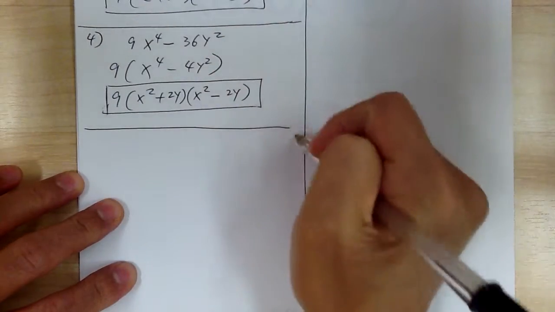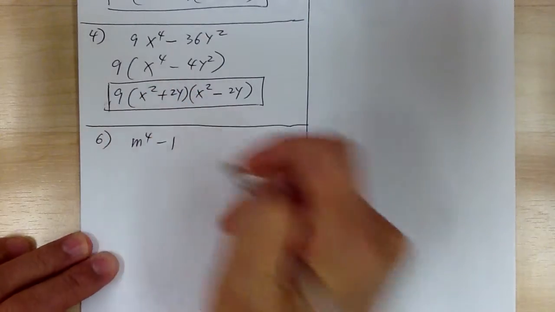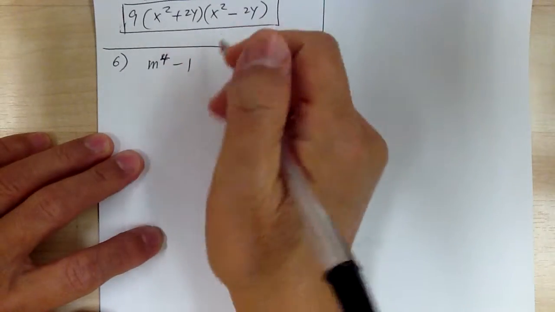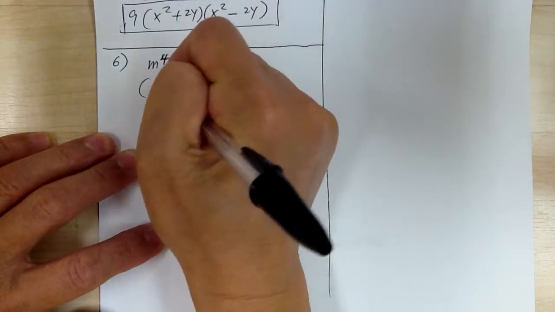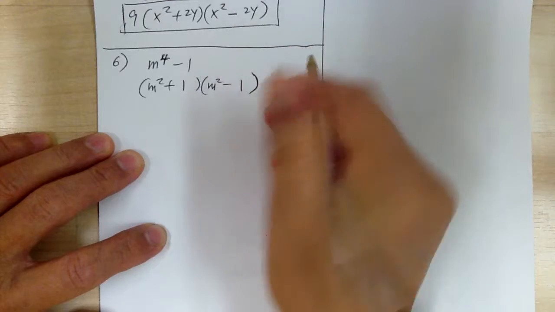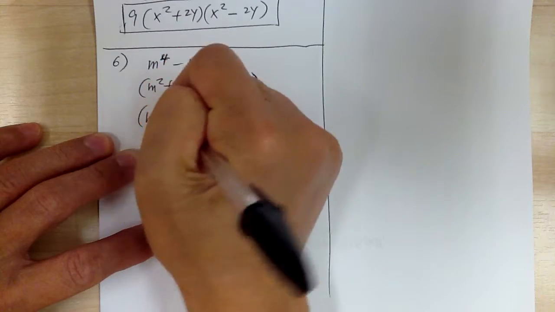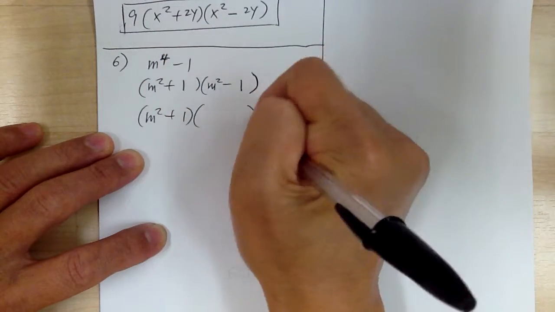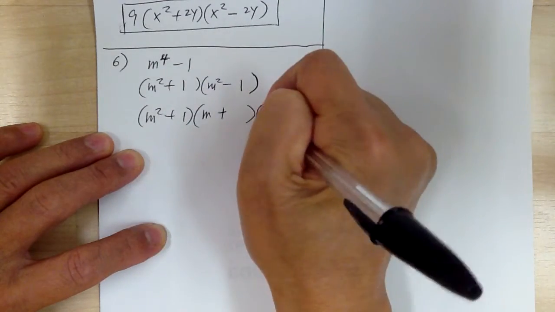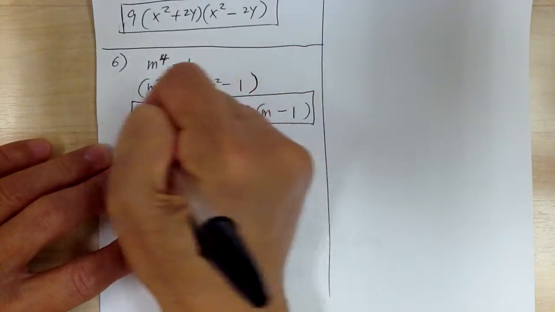Let's go to number 6. You have m to the 4 minus 1. So step 1, common factor, cannot. So you go to step 2, special factor. So again, this is the difference of square. So you get m squared plus 1, m squared minus 1. Now this is also the difference of square again. So you have to do this one more time. The sum cannot be factored. So this is step 2 again. So to get m squared, you need to have an m times m. To get 1, you need to have 1 times 1. So this is your answer for number 6.